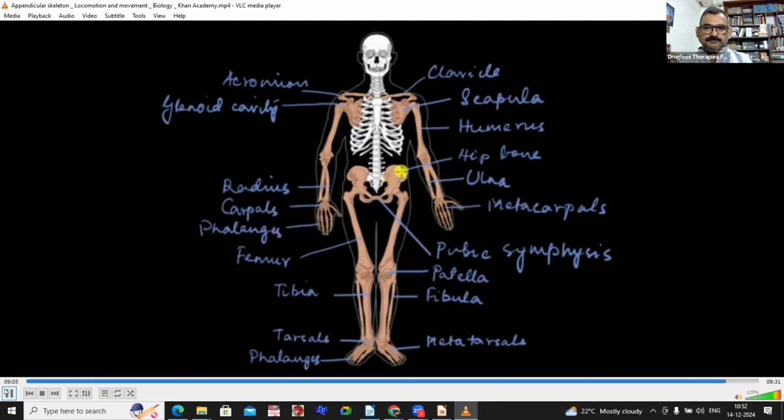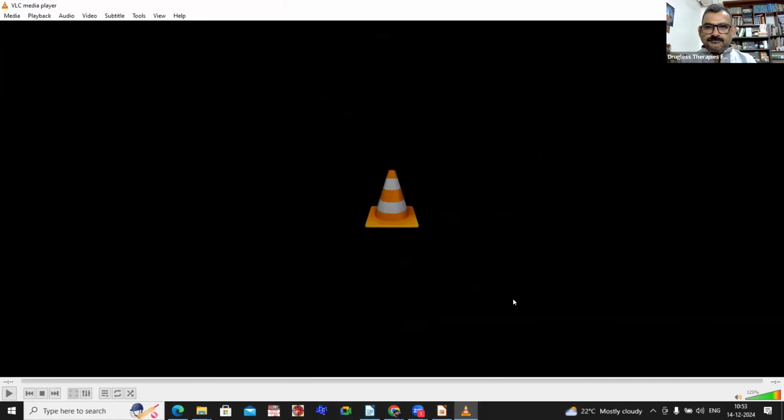Then in the pelvic girdle, we have the hip bone, and the 2 hip bones are joined by the pubic symphysis. Then in the leg, we have the femur, the thigh bone, the kneecap, the patella, the tibia, the stronger bone in the lower leg, and the fibula, the weaker bone. Then the ankle has tarsals, the sole has metatarsals, and the toes have phalanges.